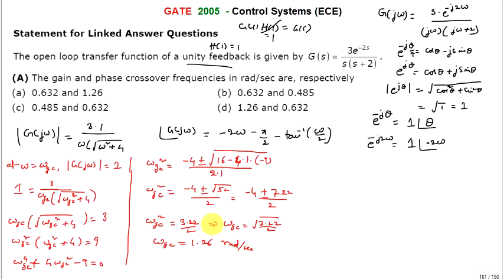Where are you getting the gain crossover frequency? The first one is gain crossover frequency. Only 1.26 is given for D. So the option for this one is D. But still we will calculate the phase crossover frequency. Now we will calculate phase crossover frequency.